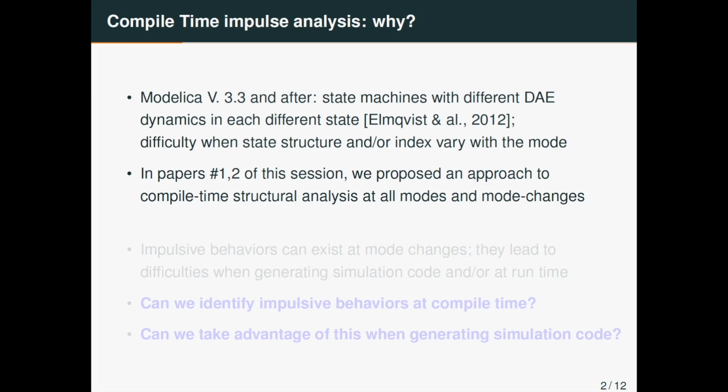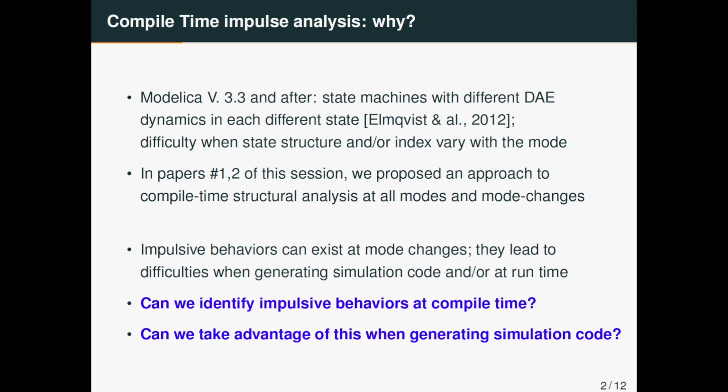In papers 1 and 2 of this session, we propose the compile time structural analysis at all modes and mode changes. Impulsive behaviors can exist at mode changes. They lead to difficulties when generating simulation code and performing runtime executions. In this paper, we address the following two questions. First, can we identify impulsive behaviors at compile time? Second, can we take advantage of this when generating simulation code?